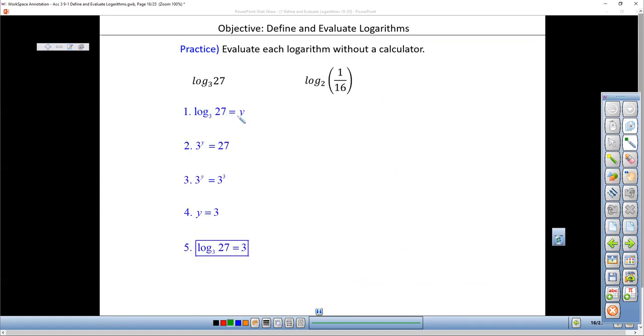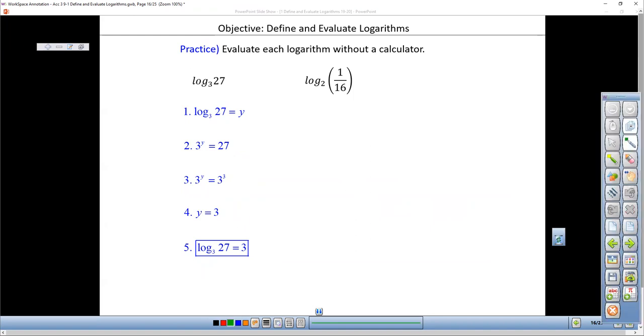So here, I used y again, because it's a good variable to use to make the connection to the logarithm functions we're going to be talking about. And then we have 3 to the y equals 27. 27 is 3 cubed. y equals 3. Therefore, the logarithm equals 3. Pause the video. Try this next one.